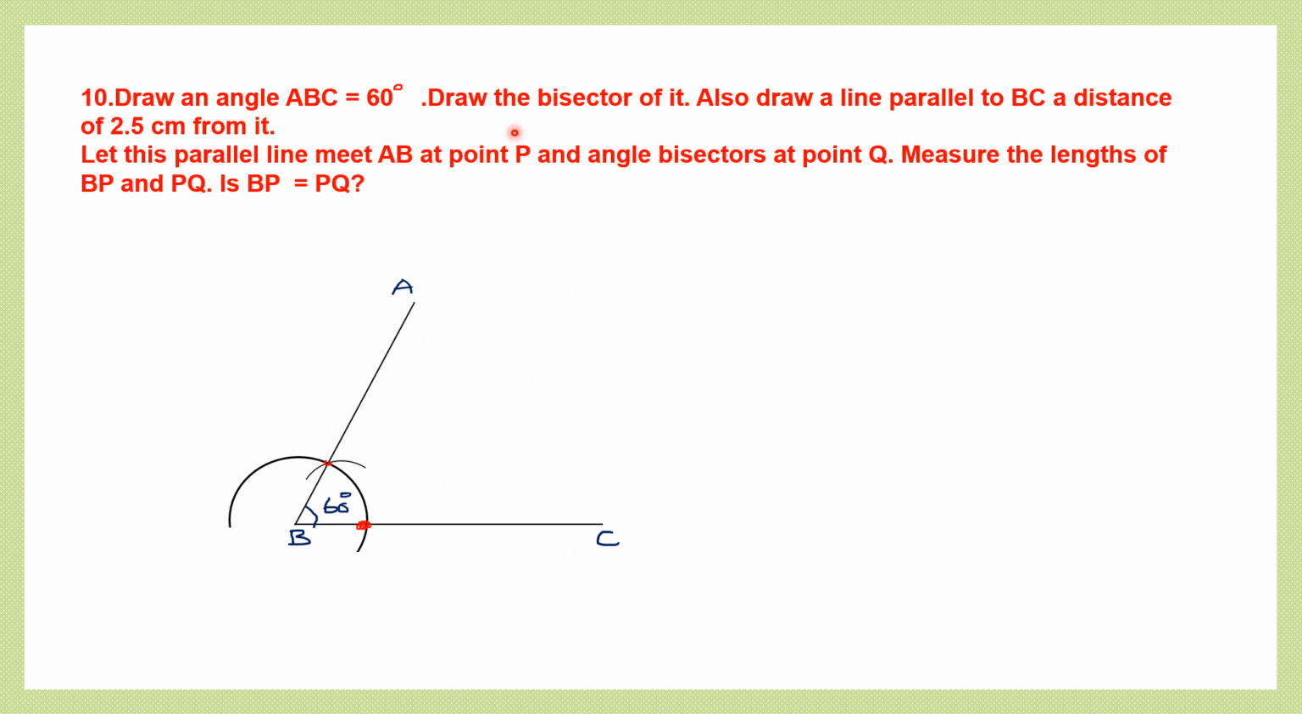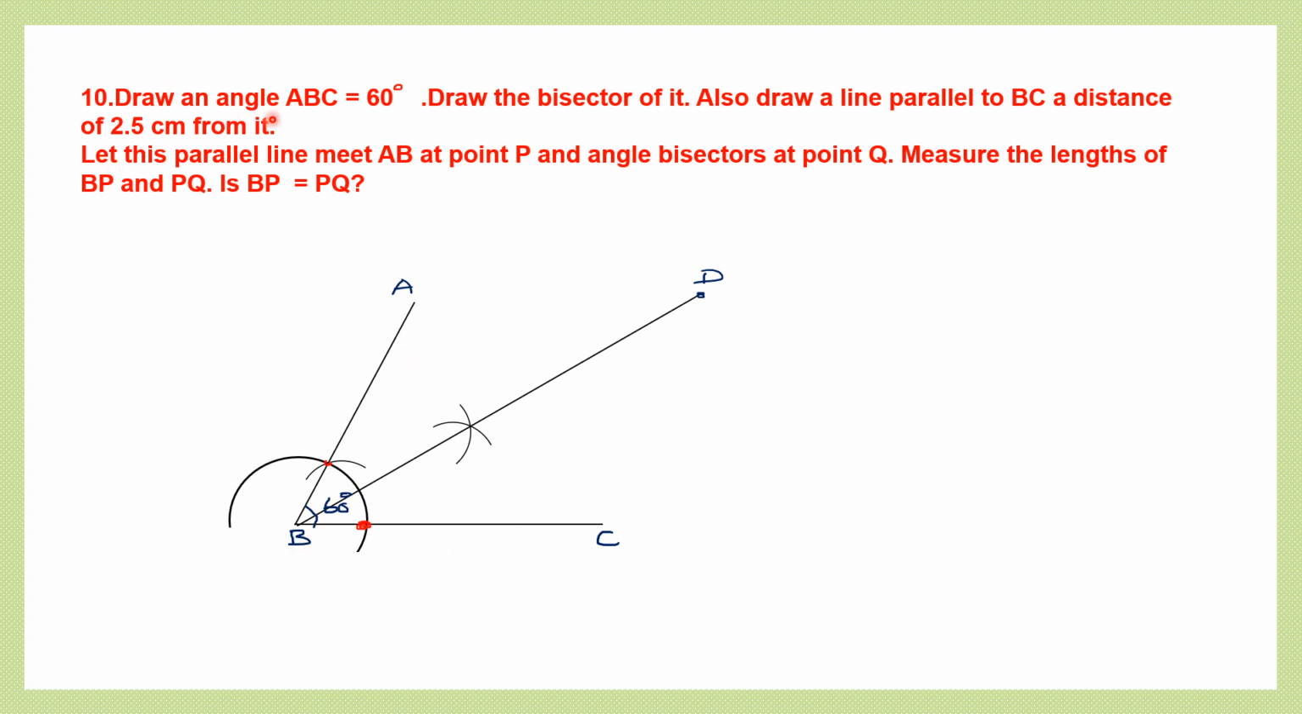Now the second part, draw the bisector of it. That means we're going to divide this into two equal halves, bisecting this. So we take the compass needle, place it at this point, and draw an arc here. Now we place it at this point and cut that arc. There is a point of intersection of the two arcs. We draw a line through it, and what we have got now is the bisector of angle ABC. Let's name this point D. So BD is the bisector of angle ABC.